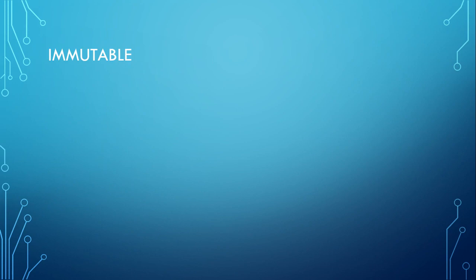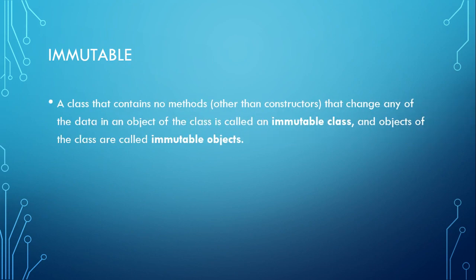So let's discuss two different types of classes here. The first one is immutable. When a class contains no methods other than constructors that change any of the data in an object of the class, it's called an immutable class. That would be like what we've seen in chapter 4. You don't have anything that's going to be changed in those classes. And objects of the class are known as immutable objects.